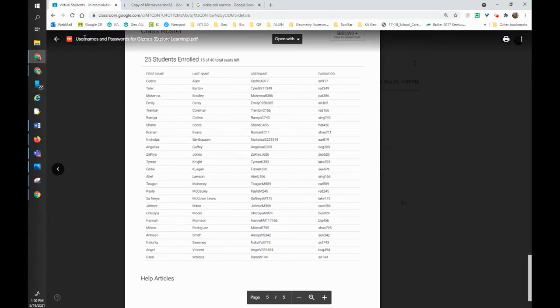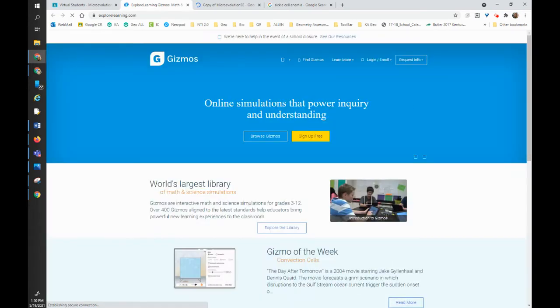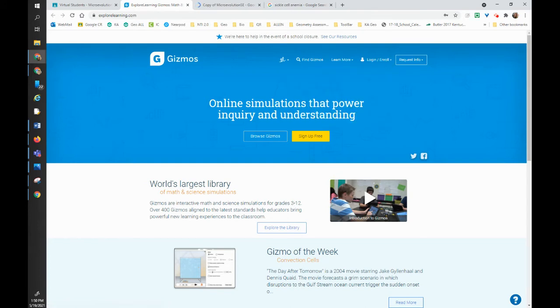So now that you have your username and password, you will click on the Explore Learning Gizmos link. And you will click Log In, and you'll type in your username and password. So that username and password that you just determined on Google Classroom.